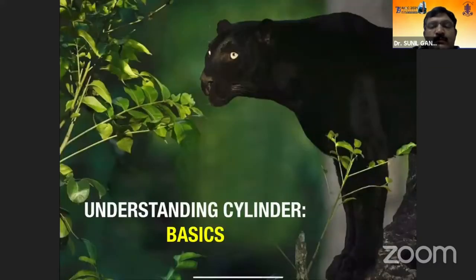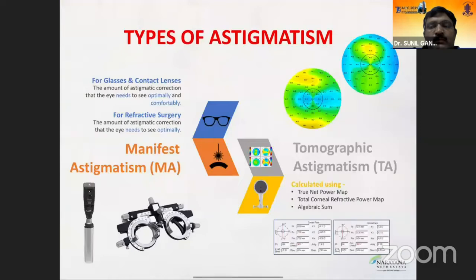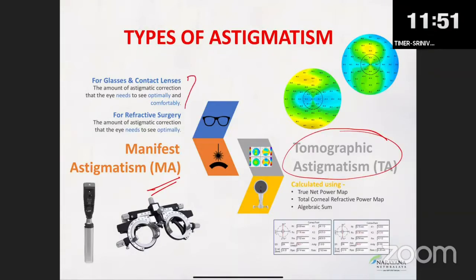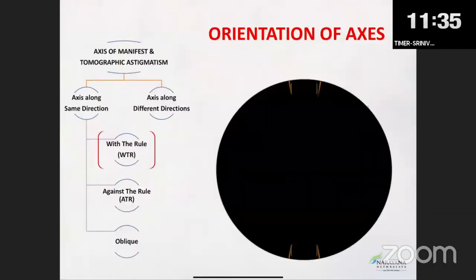So relevance of topography in management of astigmatism is my talk today. But before we go into understanding the topography cylinder, we have to understand the basics of astigmatism. The two important things for a refractive surgeon: one is what is manifest, and the other is the tomographic astigmatism. Manifest comes from your refraction. The tomography comes from your Pentacam or any topographer which you use. You can use the true net power, the total corneal refractive power map. These are the ones which look at the posterior and anterior cornea and the algebraic sum of it.